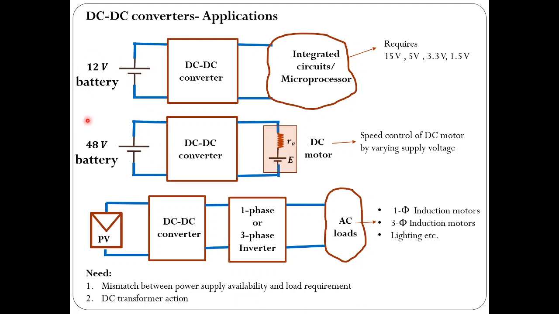Especially for these examples that are quoted in this particular slide. It also performs DC transformer action. Usually we know a transformer can step up or step down the voltage. In AC systems, whenever you want to step down or step up the voltage, we use transformers. But DC transformers are not available. So that particular problem can be addressed by a DC-DC converter.